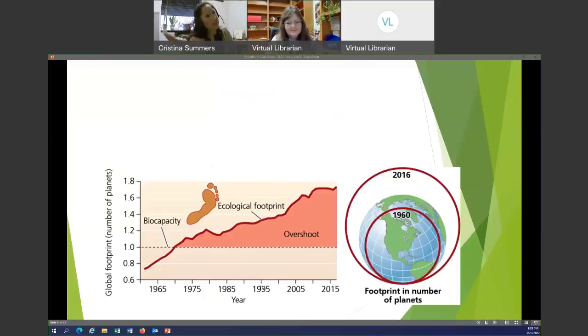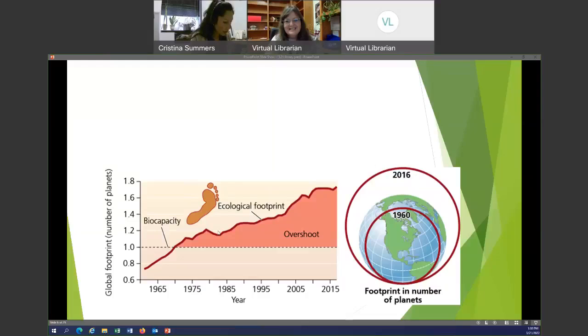So 1.7, of course, that's more than 1. That's known as an overshoot. And since it looks like 1970 thereabouts, we have overshot the Earth's capacity to support us. Okay. So let's see here. Some statistics. We look at a lot of statistics in our class. Charts and graphs and numbers.